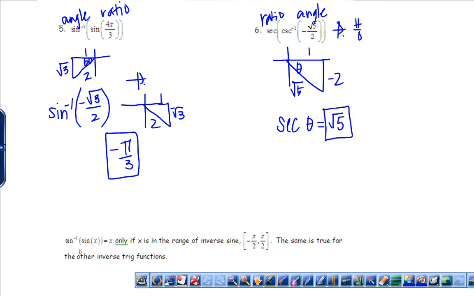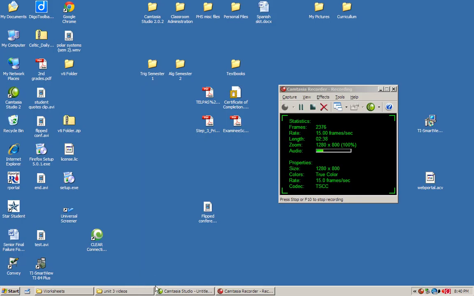And the last thing down here says if you have arc sine and sine of x, your answer will be x, only if your restrictions are from negative 90 to 90. And this is true for any trig function that you have. Okay, come to class with questions.